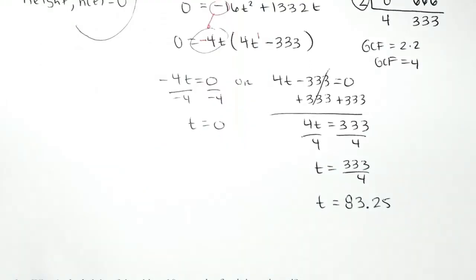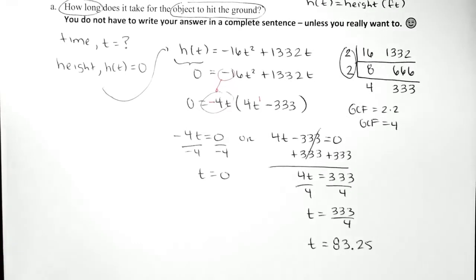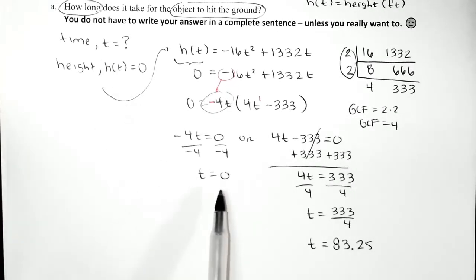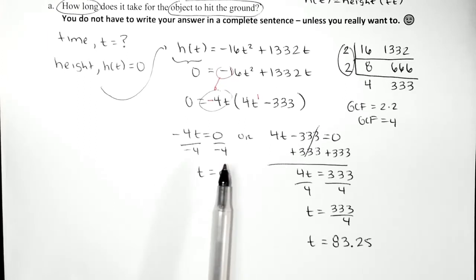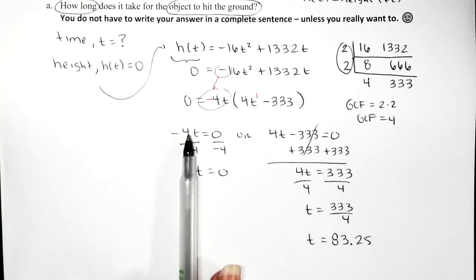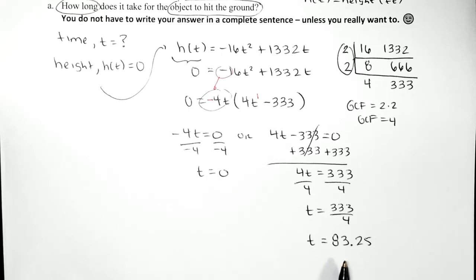So the question says, how long does it take for the object to hit the ground? We have 2 answers. The time could be 0 and the time could be 83.25. Now, if I throw something in the air and I ask you how long is it going to take to hit back to the ground, is it going to take 0 seconds or 83.25?